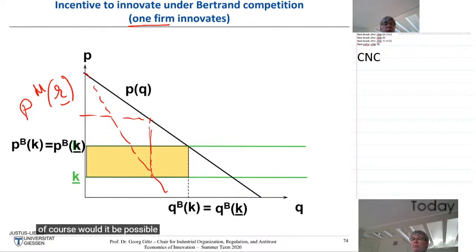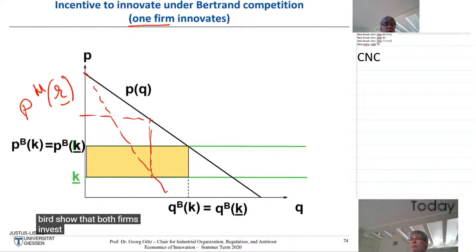Of course, would it be possible under Bertrand that both firms invest if the investment is costly? No. If one firm invested, the other firm does not have an incentive to invest, because if it just can catch up, the price would be equal to both firms' marginal cost, the profits would be zero, and they would have losses in terms of their product development costs. Okay, that's what we get.